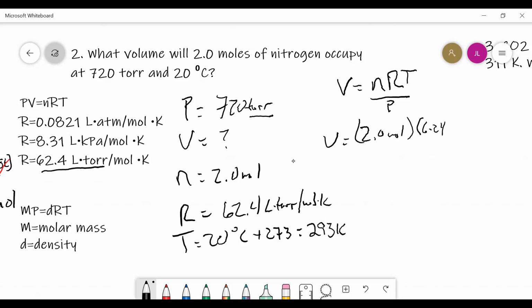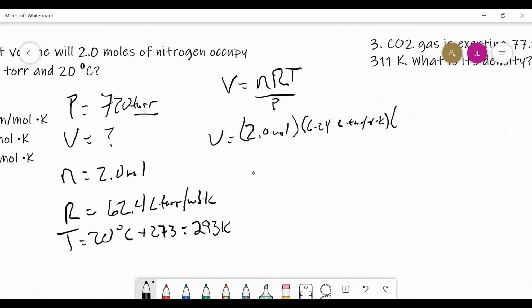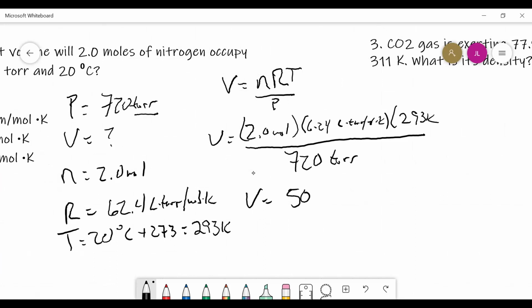times 62.4 liters torr per mole Kelvin times 293 Kelvin, over 720 torr. When we put that in the calculator, our volume comes out to 50.78 liters, and since 112 is our smallest sig figs, we're going to have a final answer of 51 liters.